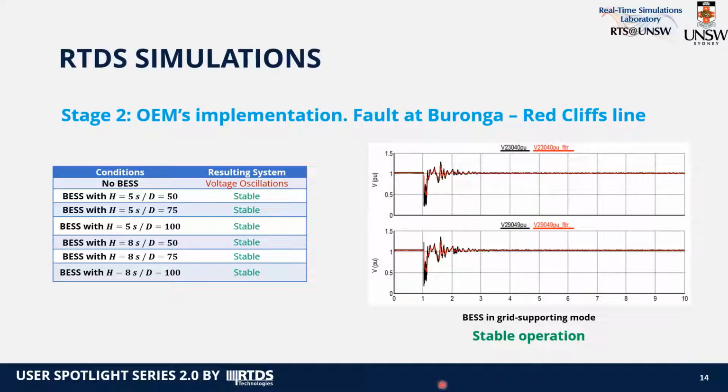Similar results are obtained for different pairs of inertia and damping factor. These results further demonstrate how the grid supporting functionality of the battery helps to maintain the system stable for a fault that causes voltage oscillations in the system.